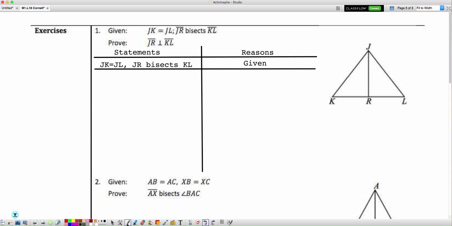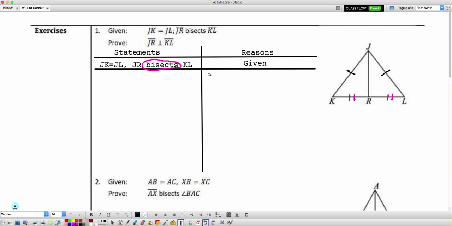So knowing that JK and JL are equal, I would put a little mark through them. So JK, JL. JR bisects KL. So this bisects should tell me something. Bisect really means that it's cutting something in two equal parts. So if JR is bisecting KL, that means this KL is being split up into two equal parts.